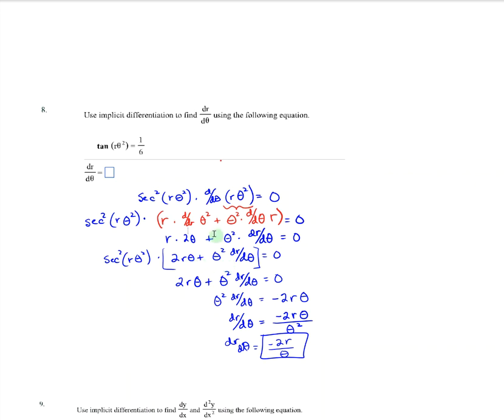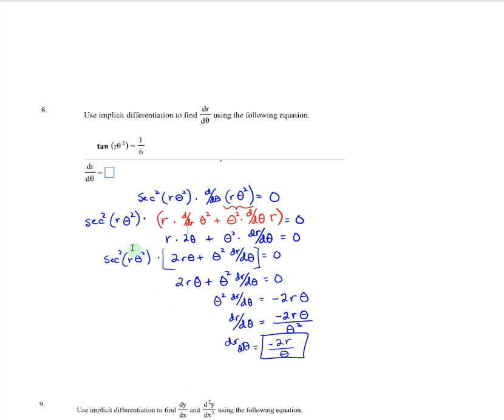So then when we take the derivative of theta squared, it is 2 theta. The derivative of r is 1 dr d theta. All right, so combining, we have 2r theta plus theta squared dr d theta times this. Now we can distribute, but we really only want to have this. So honestly, we don't have to do any of this multiplication.